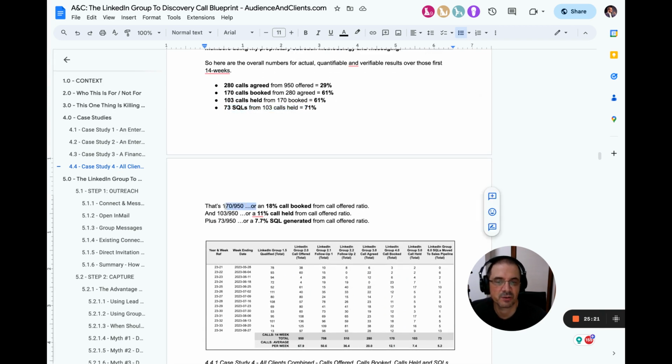170 out of 950 is an 18% call booked from call offered ratio across all clients. 103 out of 950 is an 11% call held from call offered ratio. And 73 out of 950 is a 7.7% sales qualified lead generated from call offered ratio.